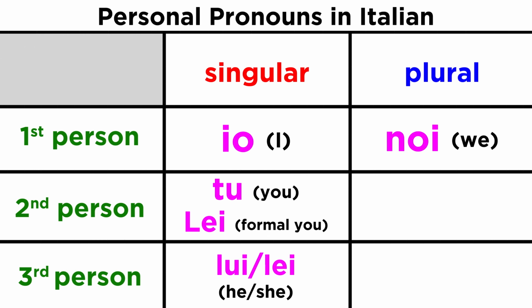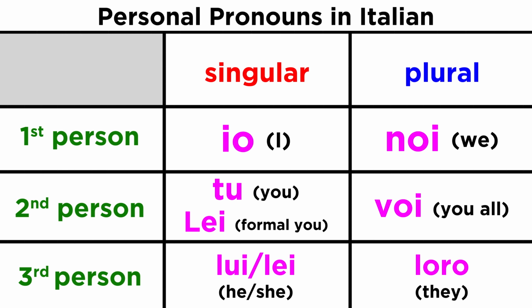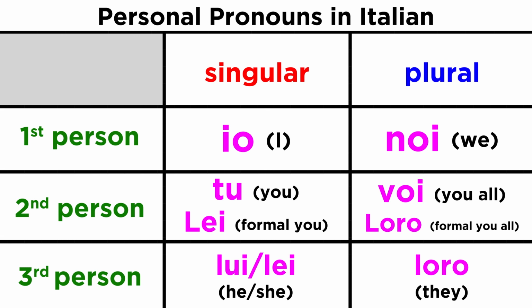Now for the plurals. Noi means we, which is first person plural. Voi means you in the plural form, as in you guys, so that's the second person plural. And then loro means they, for the third person plural, while loro with a capital L means a more formal version of you in the plural.